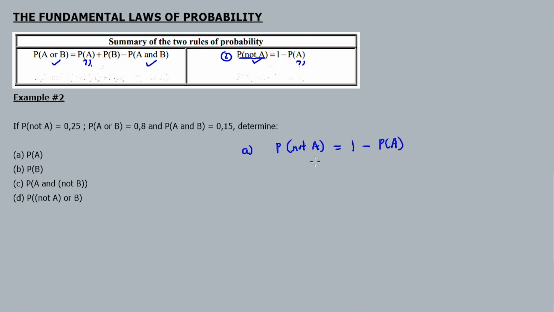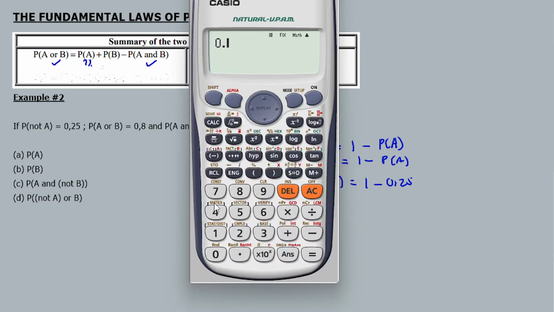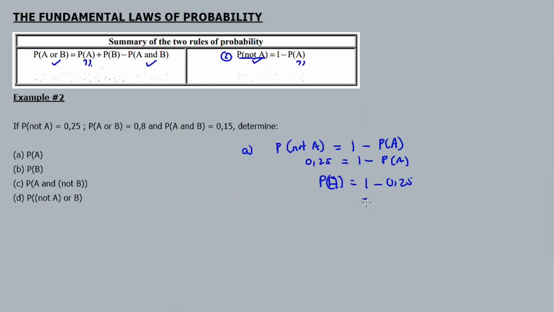I just substitute: 0.25 equals 1 minus the probability of A. So the probability of A is equal to, I just transpose the negative PA to the other side so it becomes positive PA, 1 minus 0.25. It should be 0.6, no, 0.75. It should be, but as you check, oh yeah, 0.75. Let's do B here.